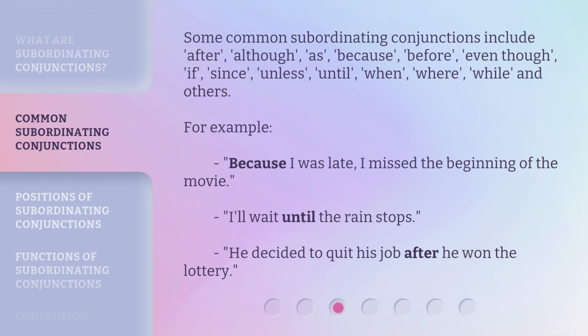Some common subordinating conjunctions include after, although, as, because, before, even though, if, since, unless, until, when, where, while, and others. For example, because I was late, I missed the beginning of the movie. I'll wait until the rain stops. He decided to quit his job after he won the lottery.